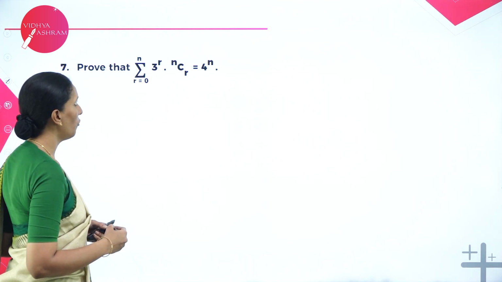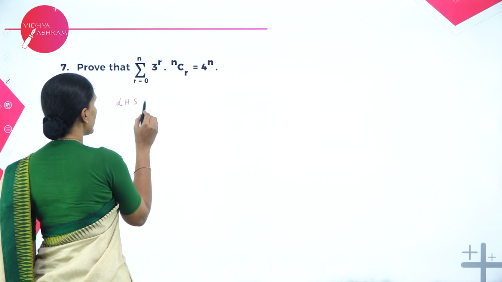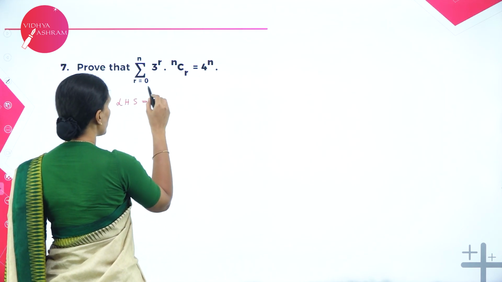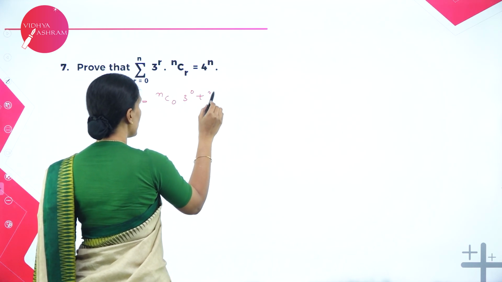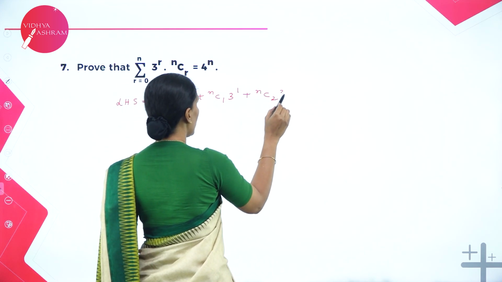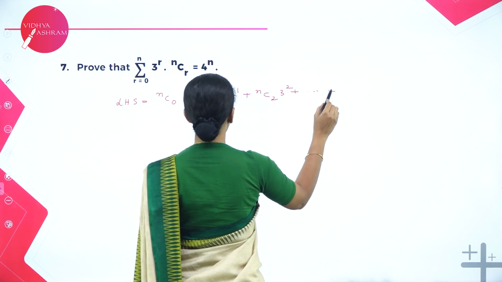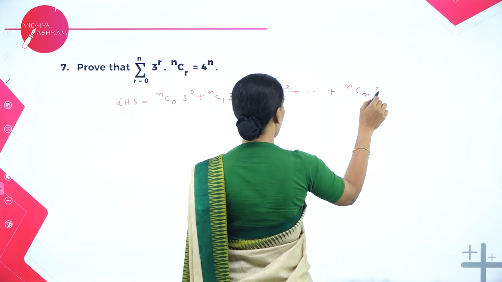The next one is we have to prove that the summation r equal to 0 to n of 3 power r nCr is equal to 4 to the power n. Now let us consider the left hand side. If we take the summation with r equal to 0, the first term is nC0 3 power 0, nC1 3 power 1, nC2 3 power 2 plus etc., until r is equal to n, nCn 3 power n.